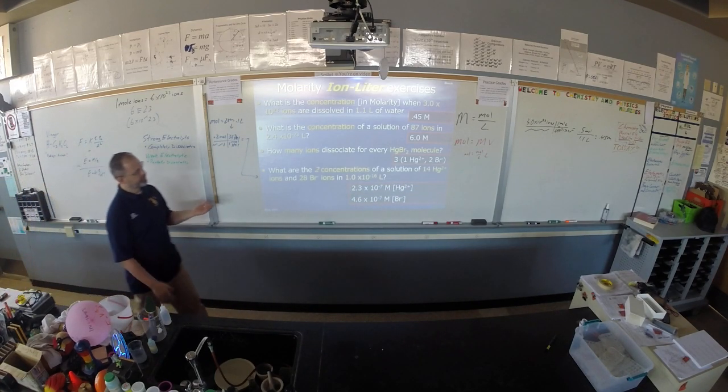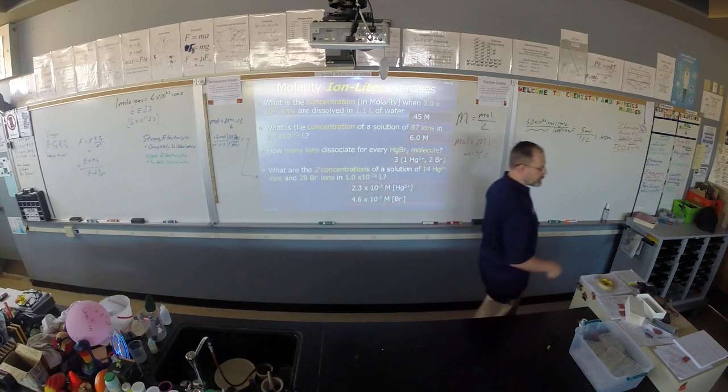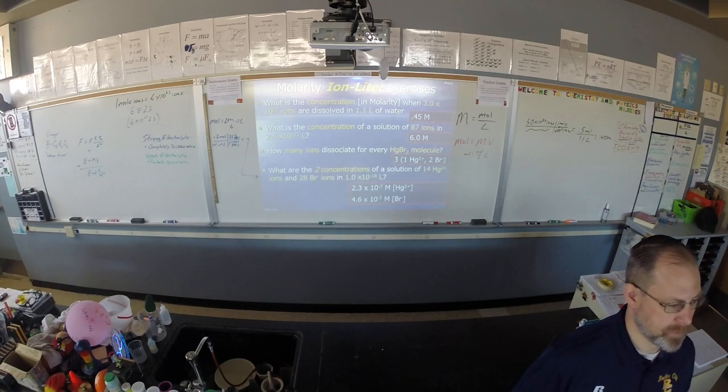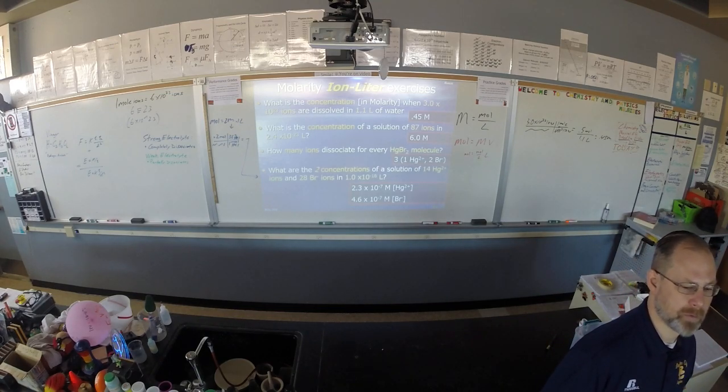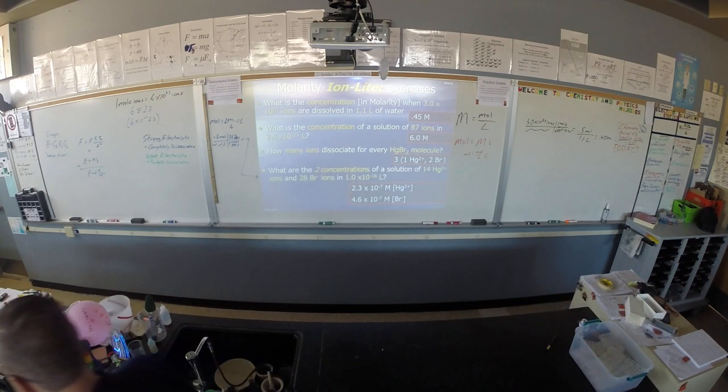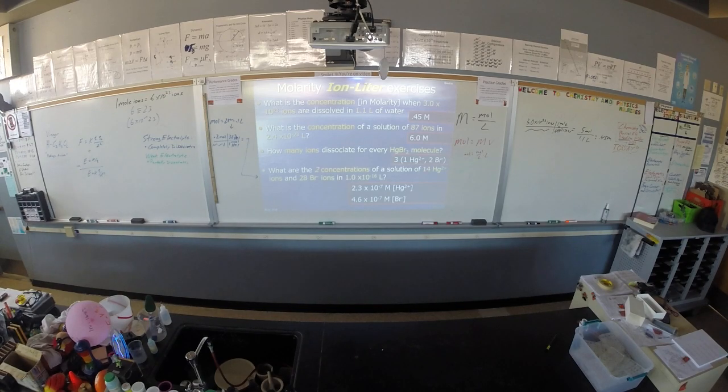Your answers. So, the concentration of the mercury is 2.3 times 10 to the negative 7. The concentration of the bromine is 4.6 times 10 to the negative 7. Questions? Don't understand. Okay, so, not a question, but I'll still respond to it.